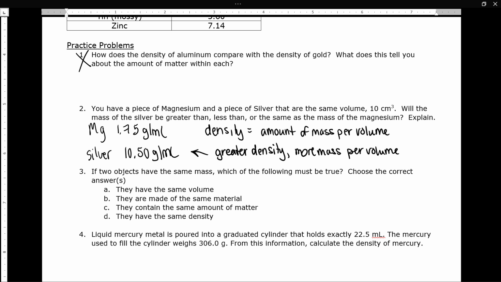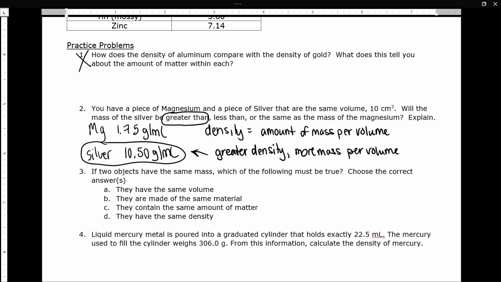So if you had two samples with the same volume, the silver would have more mass in that space. So the mass of the silver is going to be greater than the mass of the magnesium because it's got more mass per space. So if you look down here at question 3, if two objects have the same mass, which of the following must be true?